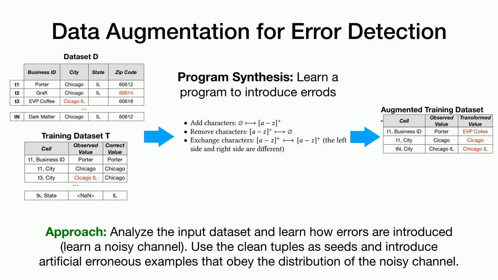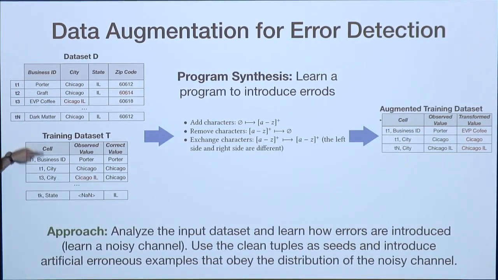What we do is analyze the input data set, and we learn a very simple model through program synthesis as to how errors are injected. We will rely on some annotations from the user, a very small number of annotations. For instance, here the user would say, you know what, for tuple 3, it shouldn't be Chicago, Illinois. The correct value for city was actually Chicago alone. So we use these labels from the user. Remember the condition: a very small number of labels.